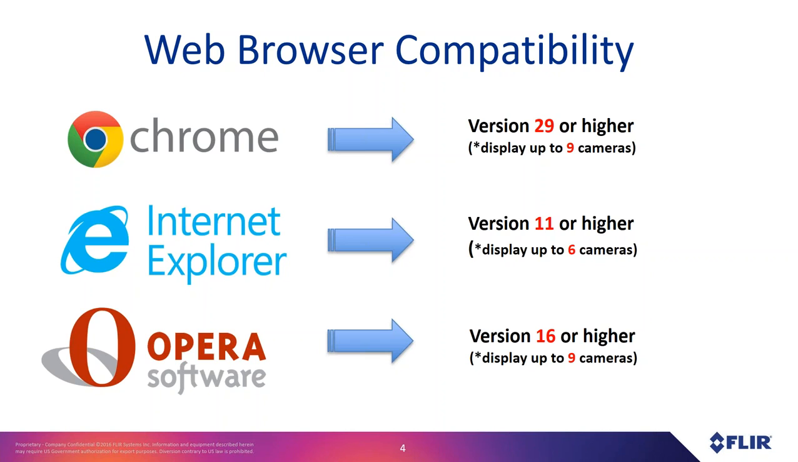But notice in the parentheses underneath each one of those version limitations, there is one difference there, and that's Internet Explorer. And it says it can display up to 6 cameras. That's just a limitation of the Internet Explorer and how it was designed on that system. So the other 2, Chrome and Opera, you can actually display up to 9 live camera views. In Internet Explorer, you are limited to 6, so it's good to note that and keep that in mind.